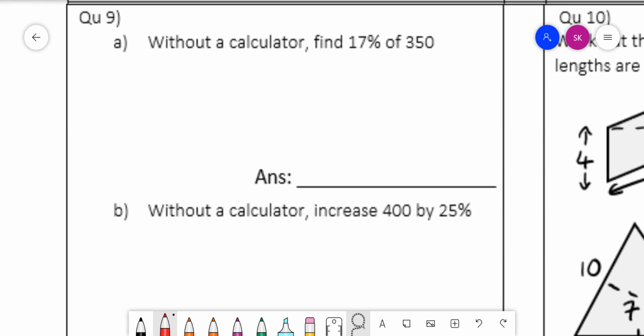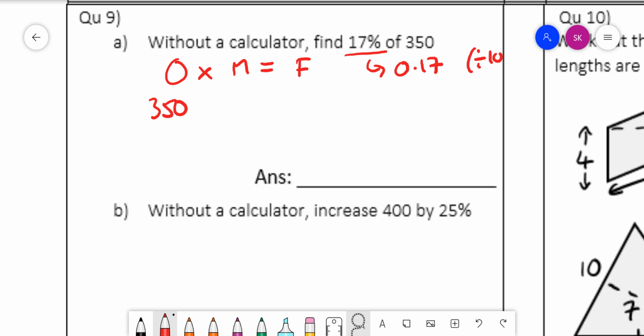Question 9. A. Without a calculator, find 17% of 350. So 17% is a bit of an awkward percentage, so I'm going to use this formula instead of finding 10% and then 1% and then 1% and so on. The original is 350. If I'm finding 17% as a decimal, that is 0.17. I've got to divide by 100. So the multiplier is 0.17. If I do my Gelosia nicely, I don't make any mistakes, I get 59.5. So the answer is 59.5.